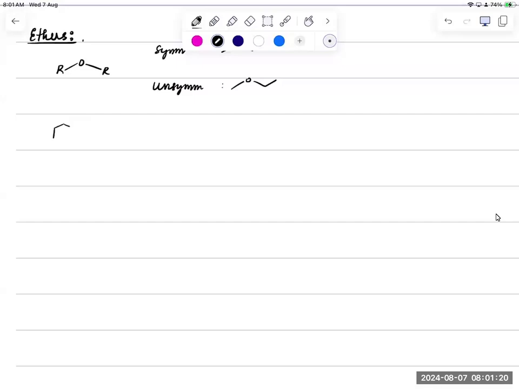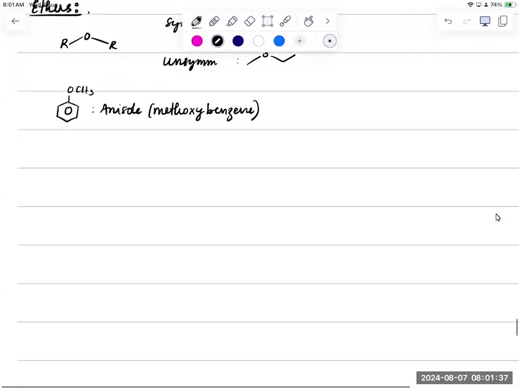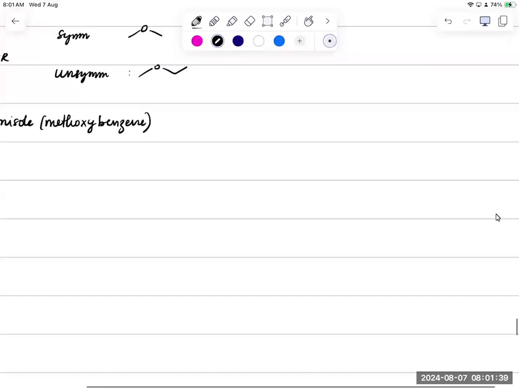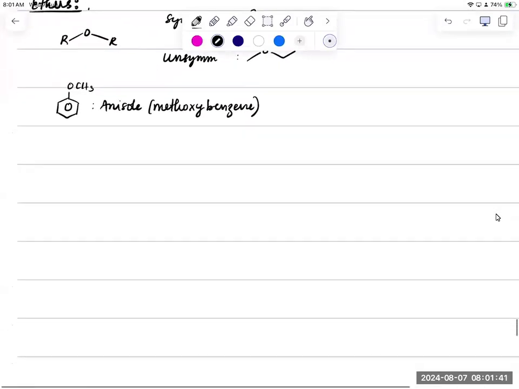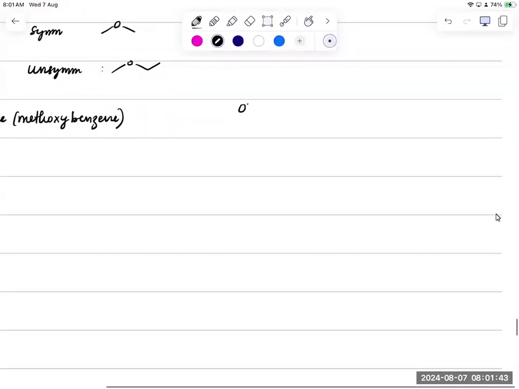Next, if you have an ether on benzene, this is called anisole, also known as methoxybenzene. Both of the names are accepted IUPAC names. Okay. Structure wise, if you notice, we have oxygen with lone pairs, and R groups here.